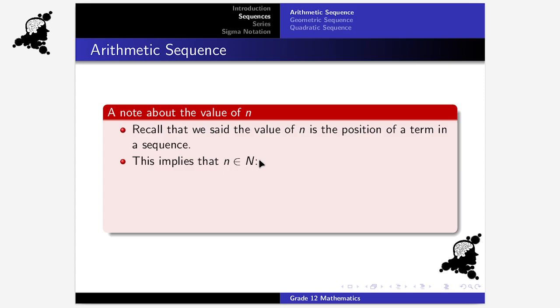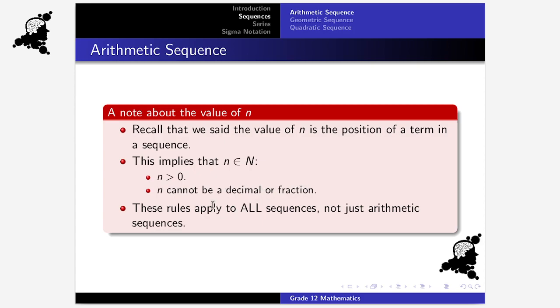So, we are saying that n is an element of natural numbers. So, n must start from 1 up to infinity, but the value of n has to be positive. Yes. The value of n cannot be a decimal or a fraction. And the value of n, this applies to all of the sequences, not just the arithmetic sequence. So the same thing applies with the other two sequences that we're going to have a look at in just a moment. I hope that this makes sense, and I hope that you guys are still following along.